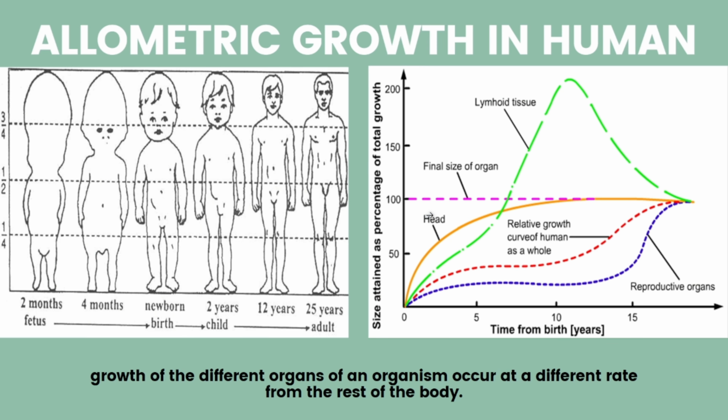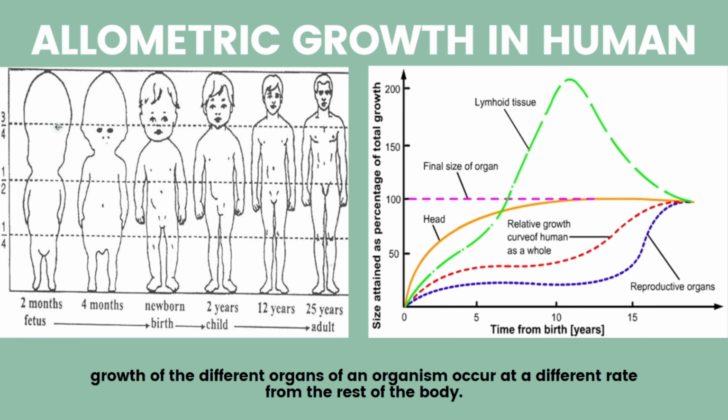Okay, so another growth pattern is allometric growth in humans. During the fetus stage, when you see the ultrasound picture during pregnancy, the head is very big. The body is actually very small. So in allometric growth in humans, the growth of the different organs of an organism occurs at a different rate from the rest of the body.